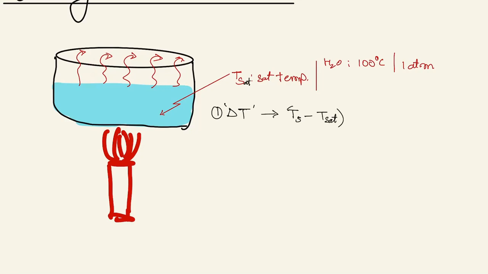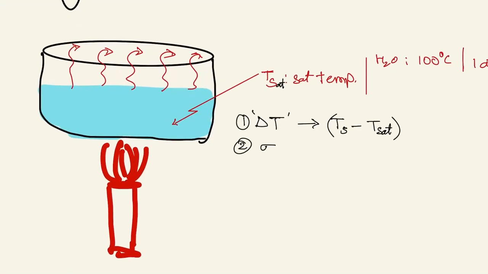Second factor is surface tension. Why surface tension? Look at this particular case. The water now has to break this particular surface and go out. So it has to break that surface tension.